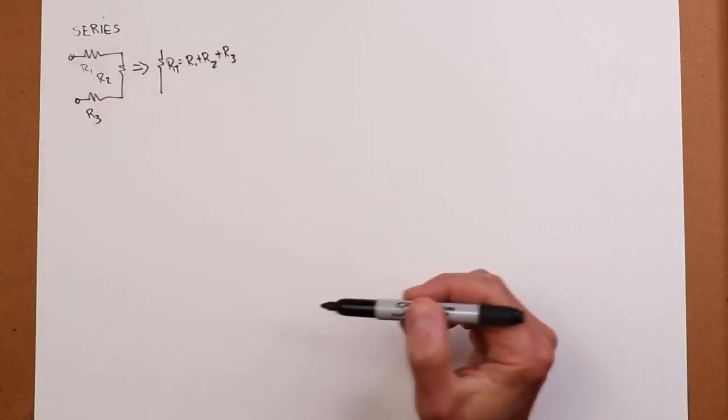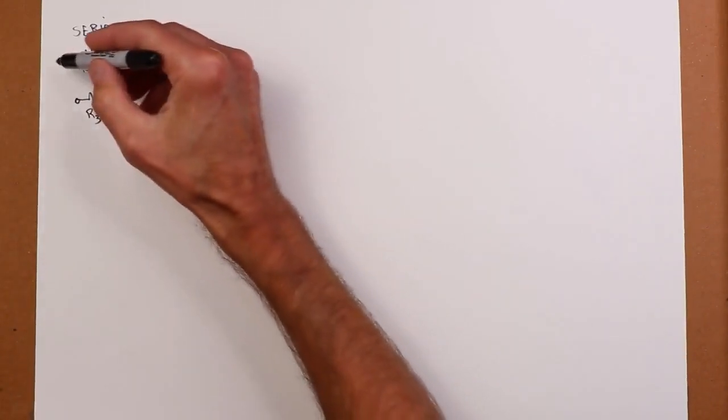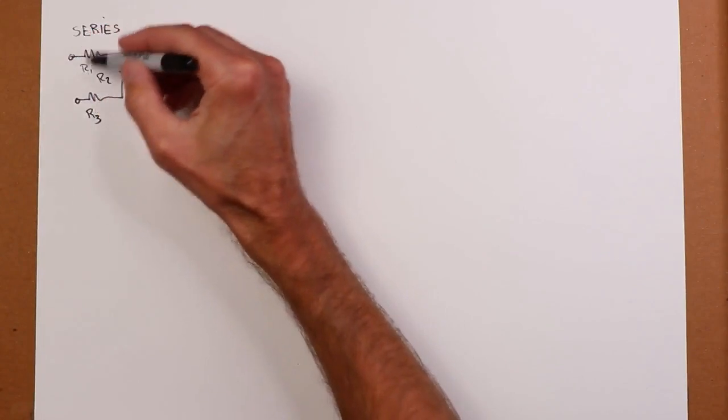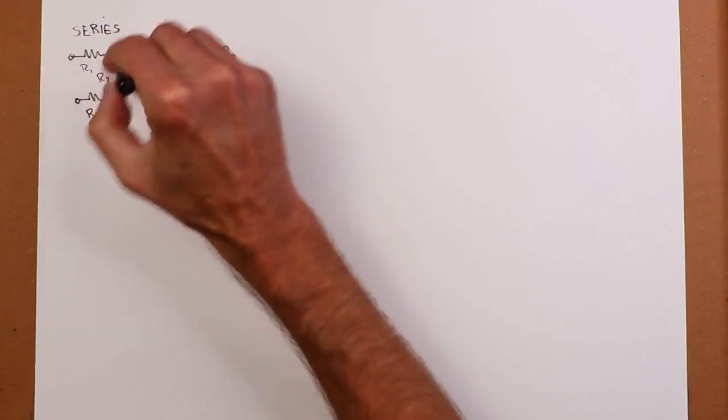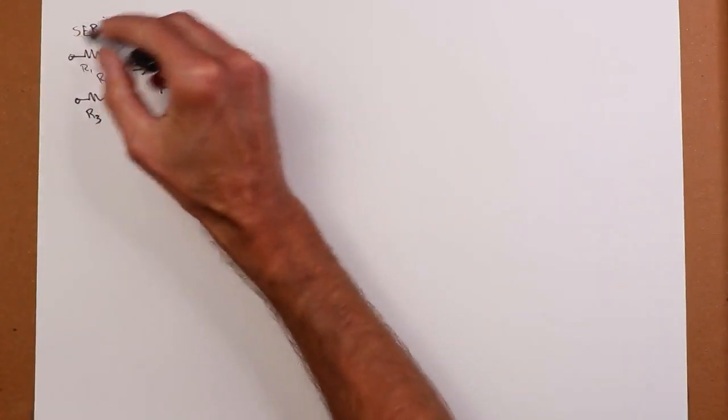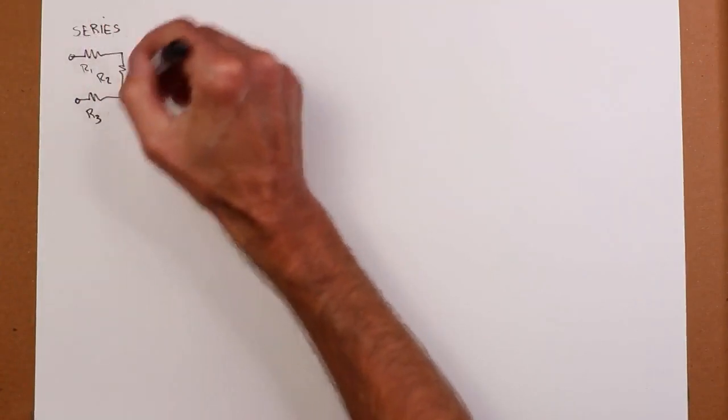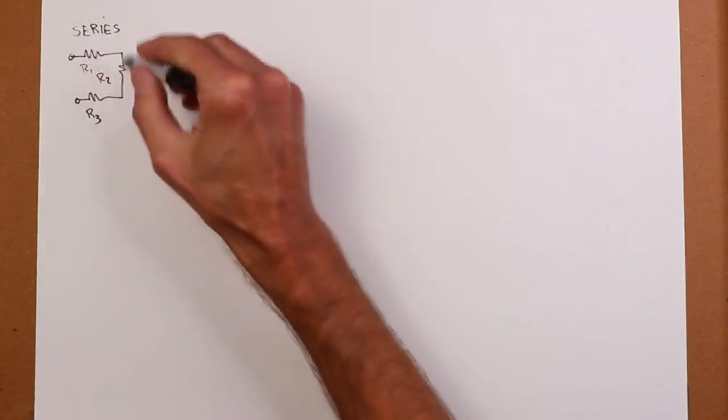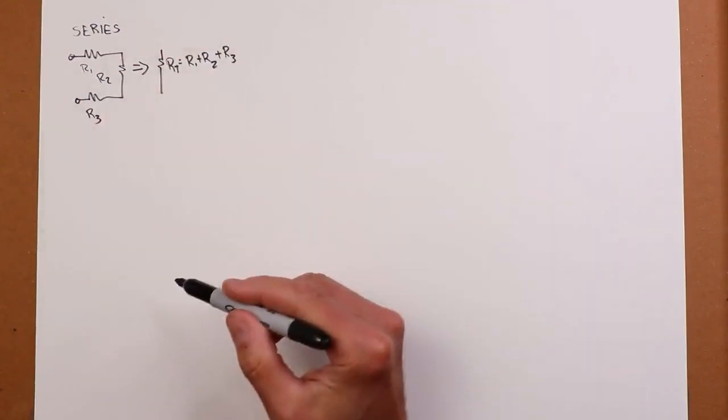Interesting thing that happens with a series connection, of course, is that if one of these breaks, if one of them opens up, nobody gets current. So, you know, if these were, for example, lights and they were in series, if one of these things blows out, the whole string goes dead.